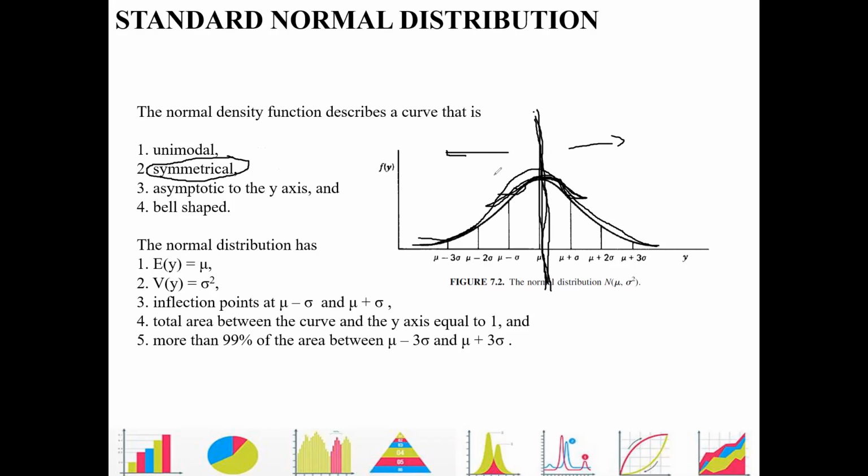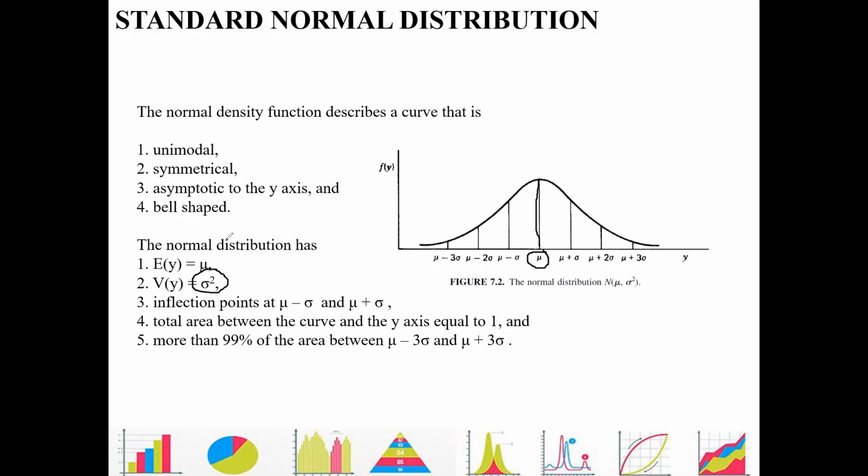So sa normal distribution, ang expected value niya o yung inaasahan mong value is coming from the mean. Yan, siya yung pinaka-peak. And ang variance niya is yung standard deviation squared. Ibig sabihin, same lang ng formula na ginagamit natin for variance.